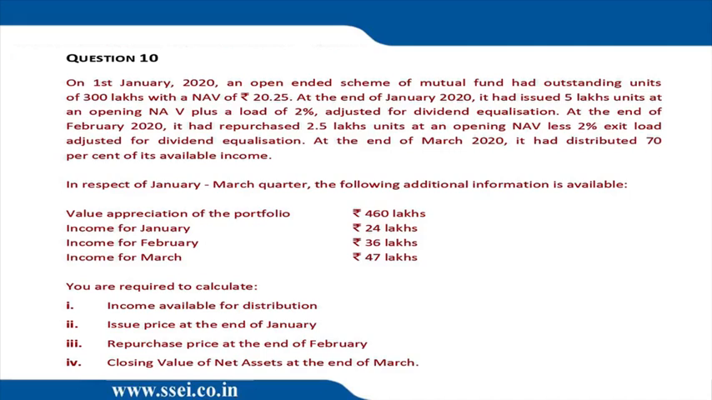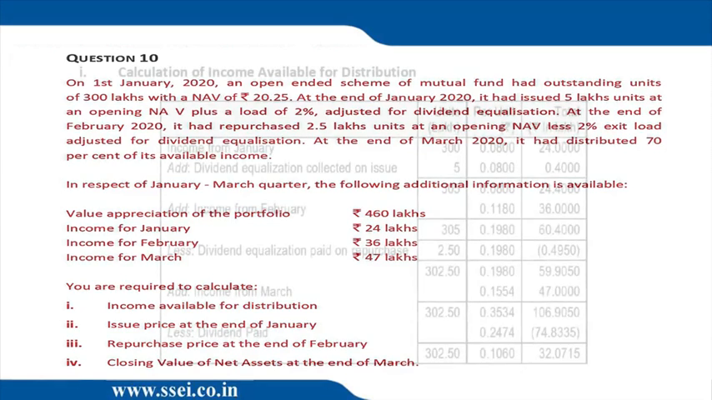So the question is, I think the second part and the third part you must have totally understood. There is no issue with it. Even the second part I calculated, and the third part is understood. 0.08, 0.118, that's the dividend equalization amount. It is the first part, income available for distribution, that requires a table, and the last part, closing value of NAV on 31st March, is common sense. So let's go to the solution of the first part.